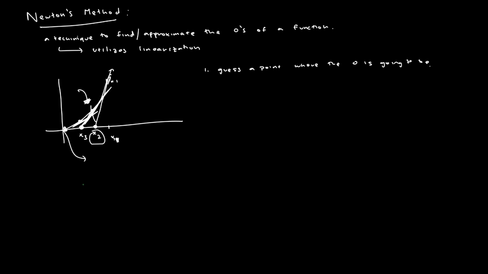So hopefully this structure and drawing did a good job of motivating why this method works, and you kind of saw that as we did more and more iterations of that process, we were getting closer and closer to the actual 0 point. And so now let's find the equation for Newton's method so that we can apply this numerically.